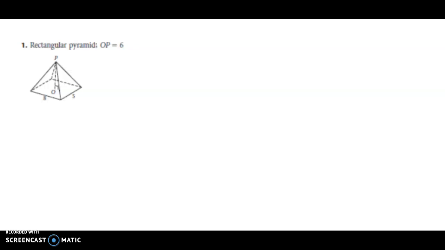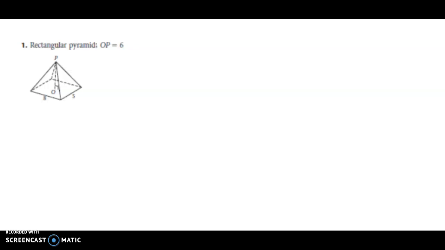All right, continuing with volume, we're now going to be looking at pyramids and cones. And obviously they're going to be a little bit different because now we only have one base rather than two bases. So if we were in the classroom, we would do a couple of different things.